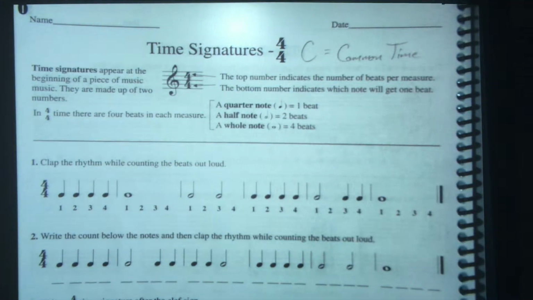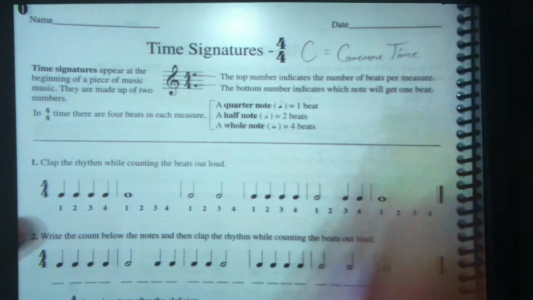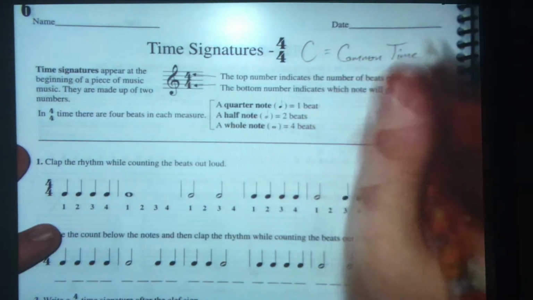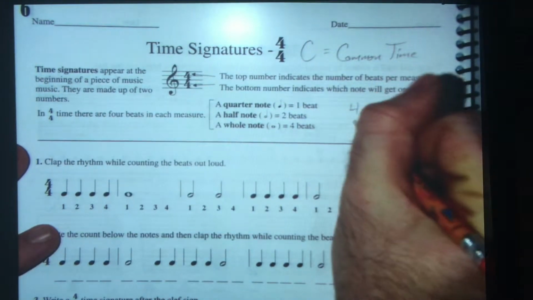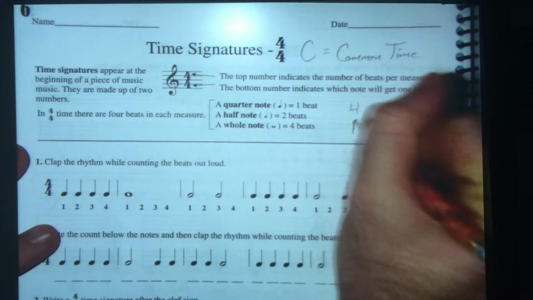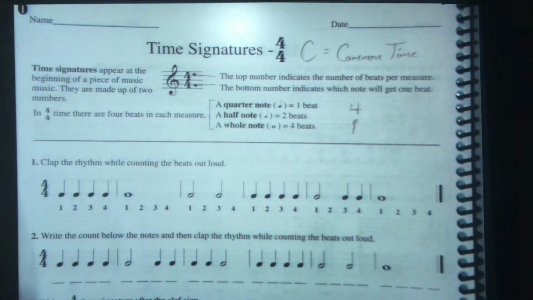So the bottom number, I want you to think of it as more of a symbol. When we say 4/4, what we really mean is 4 quarter notes per measure. What separates a measure? Bar lines do. So you could draw whatever rhythms you want within the measure, but it cannot be bigger than 4 quarter notes.